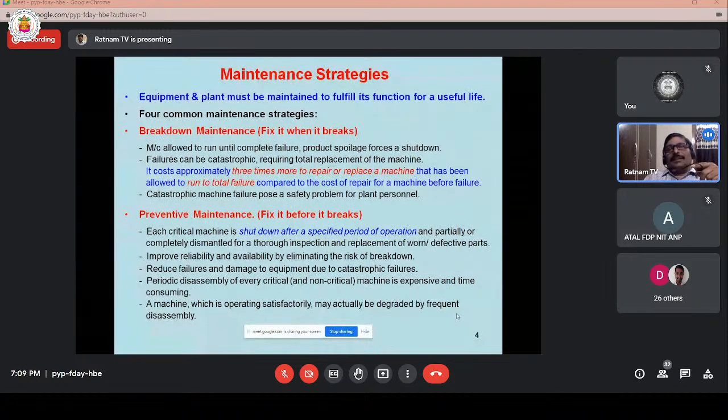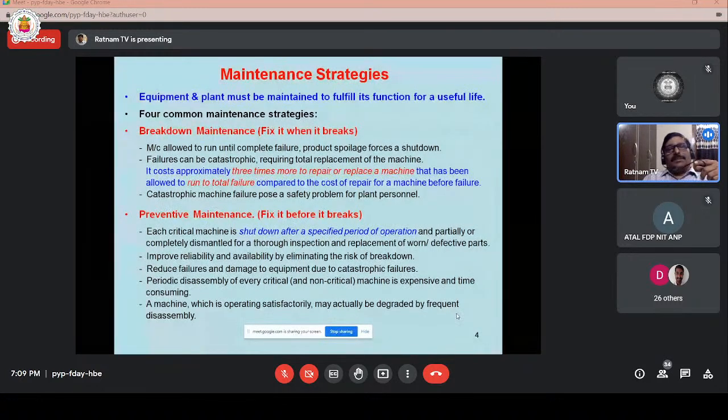It damages the complete failure of spoilage for the product. So failure can be catastrophic, requiring total replacement of the machine. Sometimes not only that individual part, suppose if a bearing has failed, not only that, if you leave it like that, it causes some other damage to the machine. So it requires total replacement of the machine.